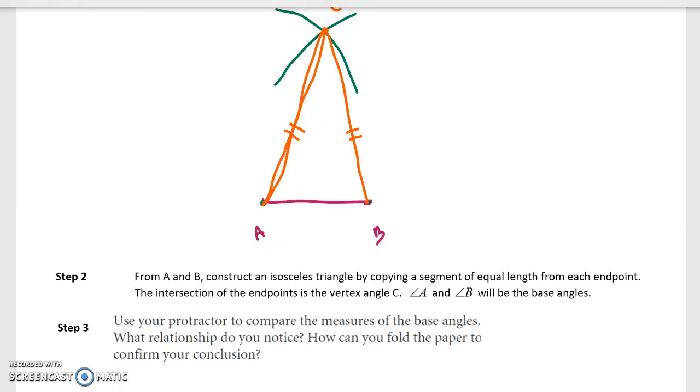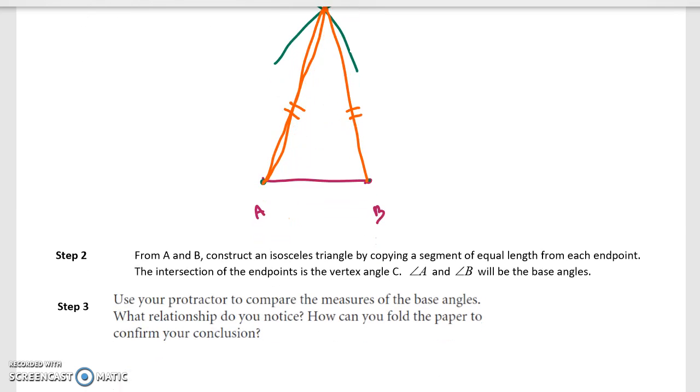So then I want you to use your protractor to compare the measures of the base angles. So measure angle A with your protractor and measure angle B. Ignore the folding the paper part. What should happen, they should have the same measure, so they should be congruent.